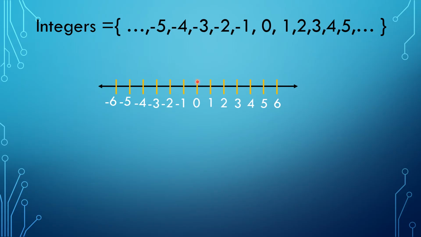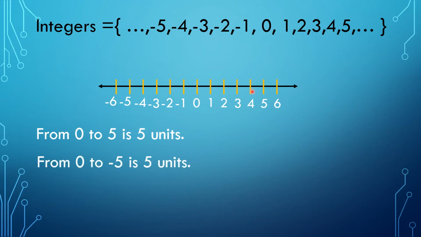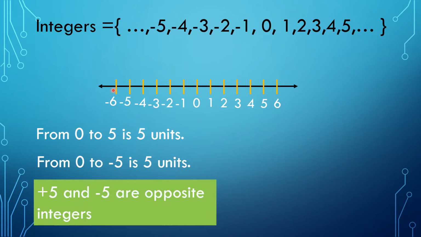From 0 to 5 is 5 units. So just count 1, 2, 3, 4, 5. Okay? From 0 to negative 5 is also 5 units. So 1, 2, 3, 4, 5.